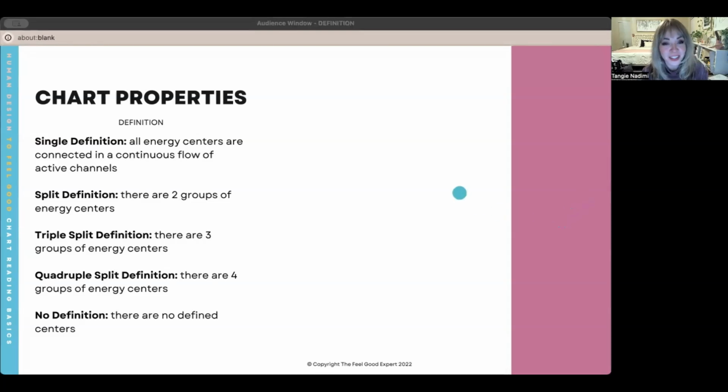Quadruple split, 4 groups of energy centers and no definition. That would be a reflector type, no defined energy centers.